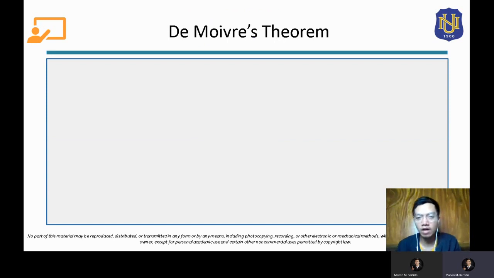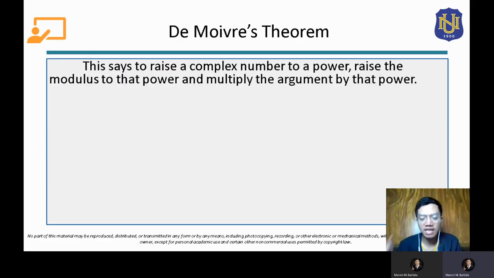Let's talk now about Moivre's theorem. What does this theorem state? It says that to raise a complex number to a power, raise the modulus to that power, and multiply the argument by that power. This theorem is applicable for powers of complex numbers and for solving for the roots of complex numbers.